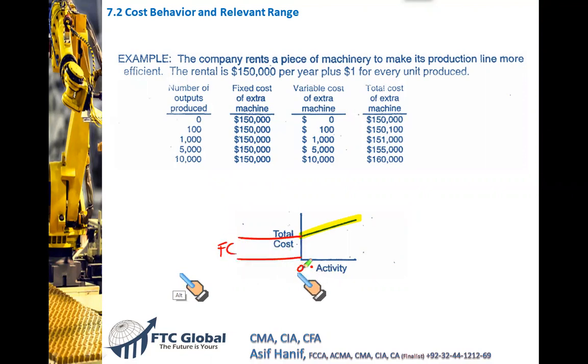Because if you produce no units, you still have to pay $150,000. And when you start producing 1, 2, 3, 4 units, this part is the variable part. So combined fixed cost and variable cost will give you the total line representing the total cost. So total cost is made up of the fixed part, $150,000, and every unit produced at $1. Combining these two gives you the total cost.